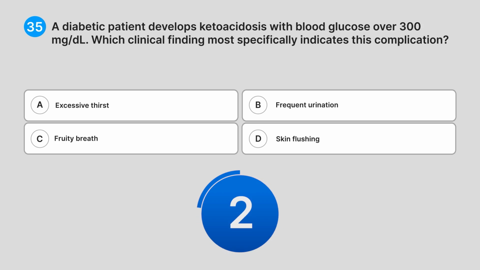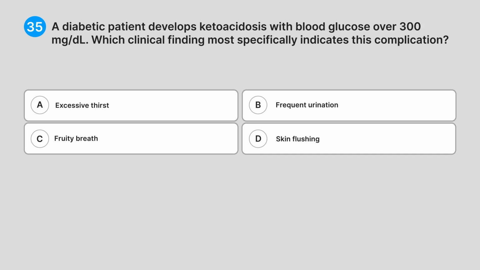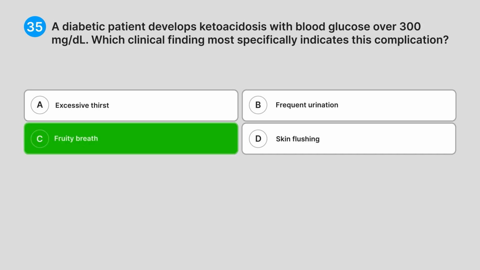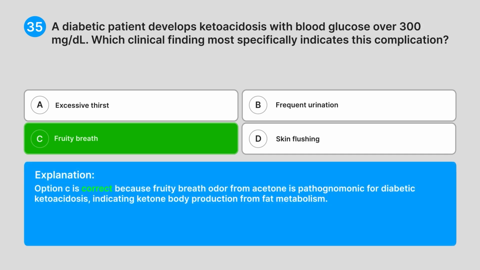Correct answer, C. Fruity breath. Explanation: option C is correct because fruity breath odour from acetone is pathognomonic for diabetic ketoacidosis, indicating ketone body production from fat metabolism.